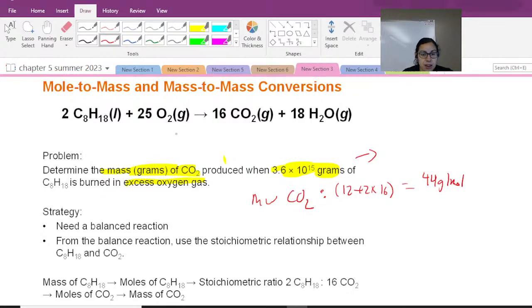Do we need to find the grams per mole for the C8H18 too? Yes, we need to do that as well. So let's get our molecular weight of this. What's C8H18? 12 times 8, and then 1 times 18: 114. So 114 grams per mole. Now we have what we need.